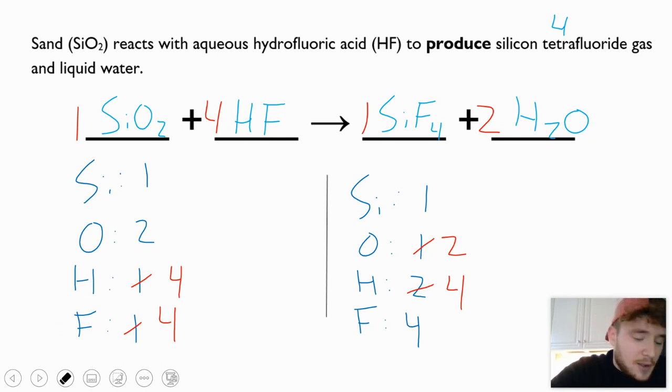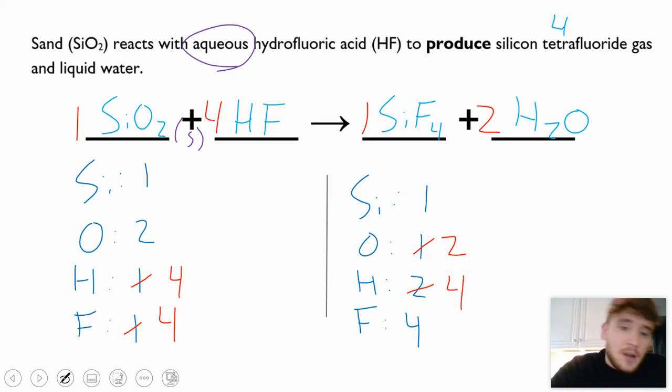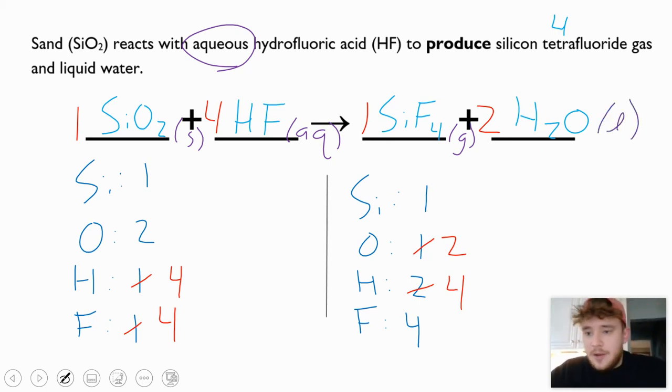And the last thing we have to do is add our state identifiers. So sand, what state is sand? That's a solid, so you just put S in parentheses. Hydrofluoric acid, I tell you that it's aqueous, so you put AQ. It produces silicon tetrafluoride gas, so it's just a G. And H2O, it says liquid water. H2O is always going to be either liquid, solid, or gas. It's never going to be aqueous, though. You can't dissolve water in water. But that's what you got.